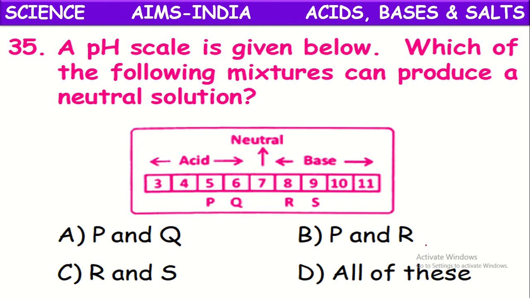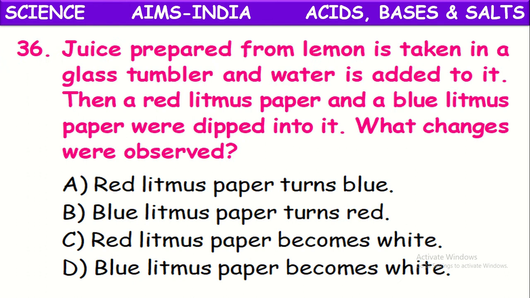Now, if you see P and R, P is an acid, R is a base. When you mix P and R, what happens? They form salt and water, which is a neutral solution. So this will form. What about R and S? R and S both are basic in nature. So when you mix two bases, they will be basic itself. Only when you mix acid and base, they will form a neutral solution. Then what will be the correct answer here? P and R. Okay, next.